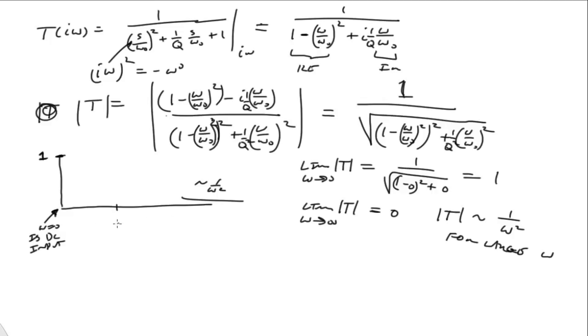And then what about at omega naught? Well, if I put omega naught in here, it's clear that the limit as omega goes to omega naught, we're going to get a 1 over 0 root, that becomes a 1, so that becomes a 1 over 1 over Q squared times 1, and that's equal to Q. All right, so this is what we called a quality factor.